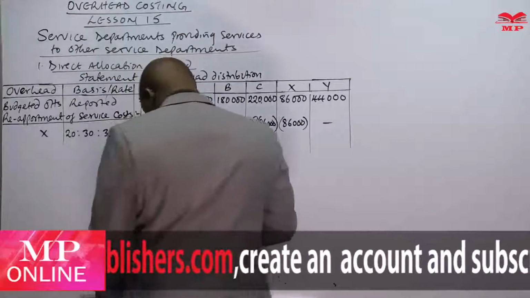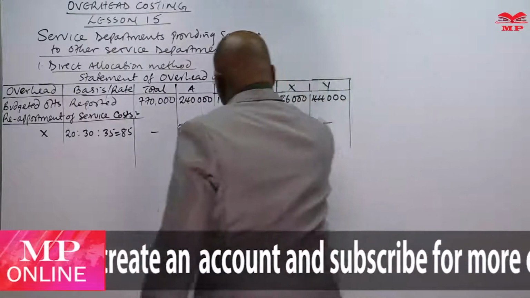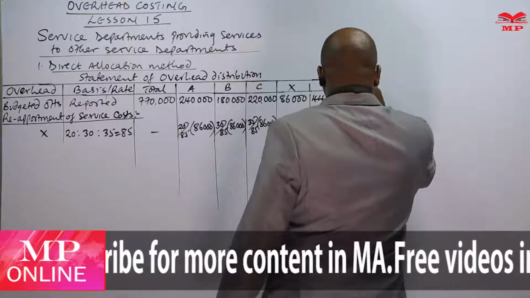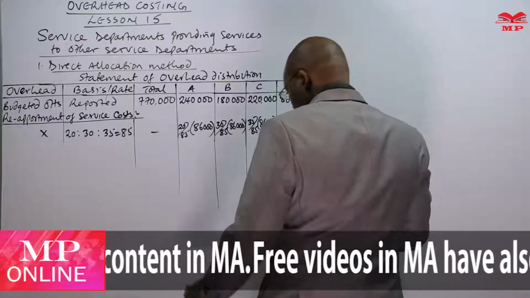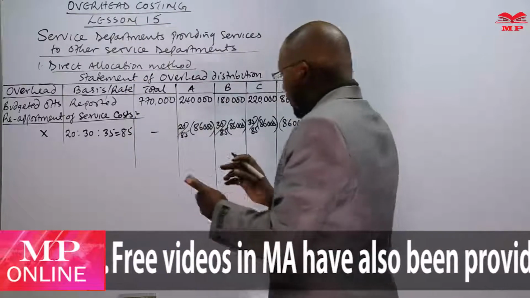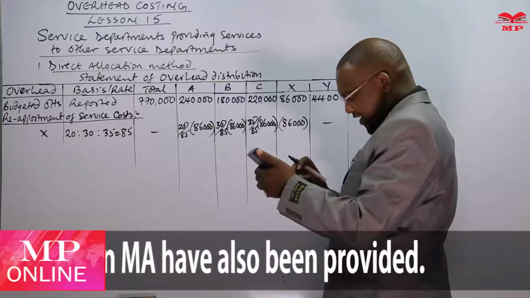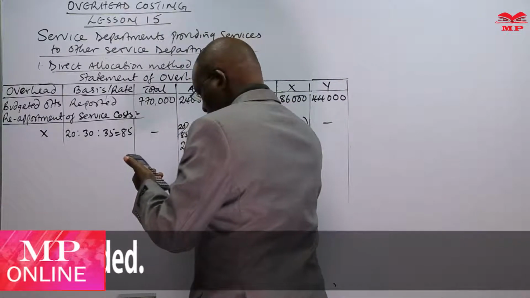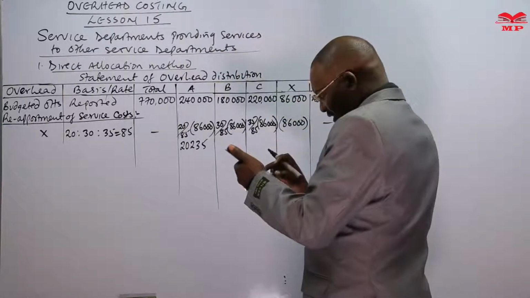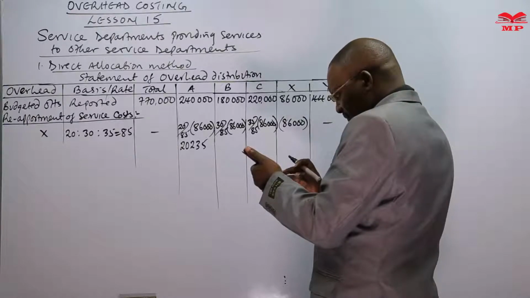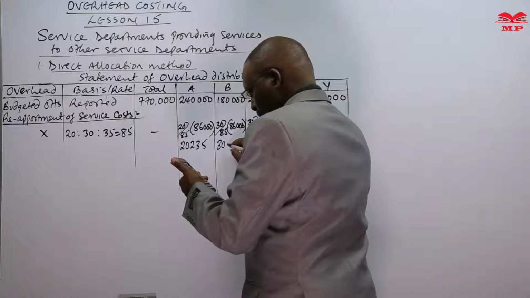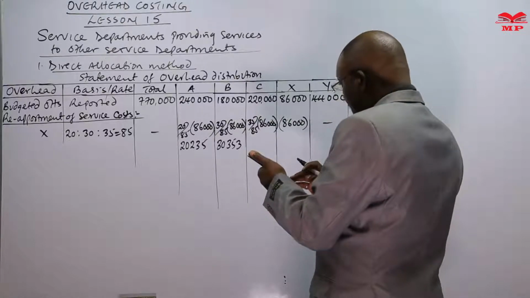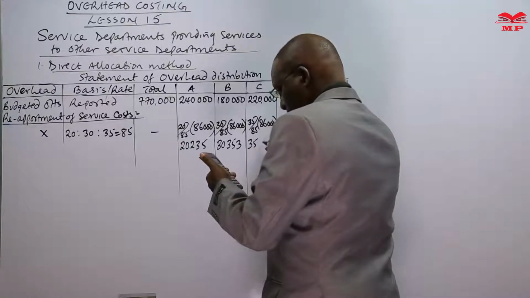So the amount we are going to have here, as we do the computation, we have the amount as follows. 20 divided by 85 times 86,000 is giving us 20,235. 30 divided by 85 times 86,000 will give us 30,353. While 35 divided by 85 times 86,000 is giving us 35,412.